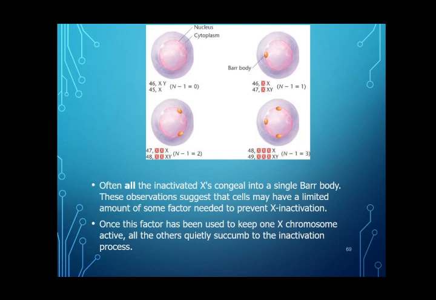This observation suggests that a cell might have a limited amount of some factor to prevent X inactivation. Once the factor has been used to keep one X chromosome active, the others quietly succumb to the inactivation process.